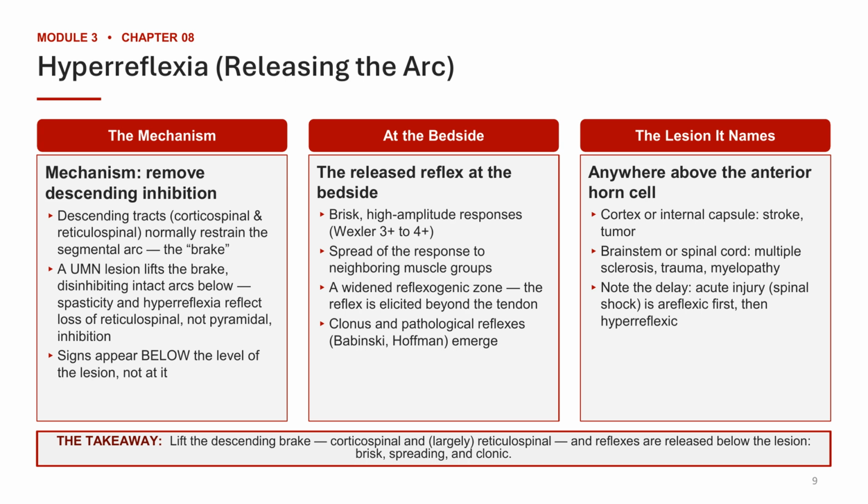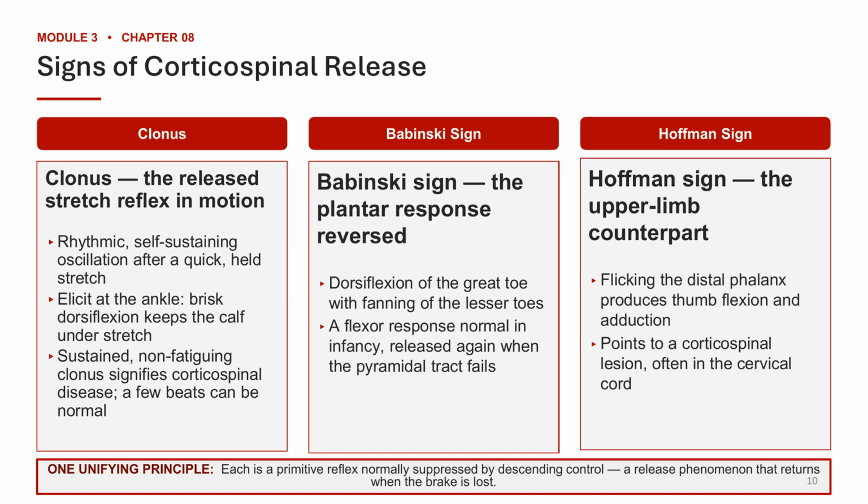One caution, and we will give it its own slide shortly. Acutely, this is not what you will find. In spinal shock, the picture is areflexic first, and only later hyperreflexic. These three signs are the fingerprints of corticospinal release, and they share one unifying principle worth stating before we take them individually. Clonus first, the released stretch reflex in motion.